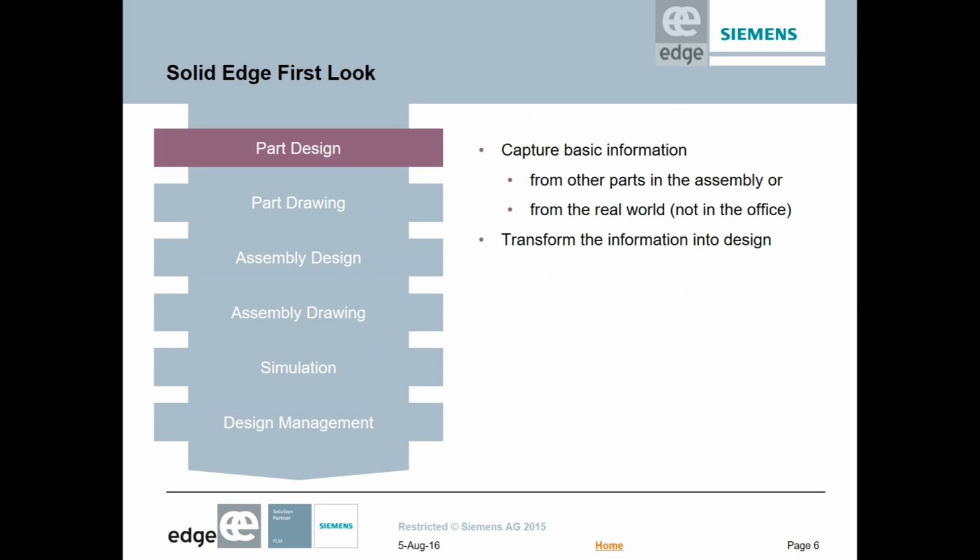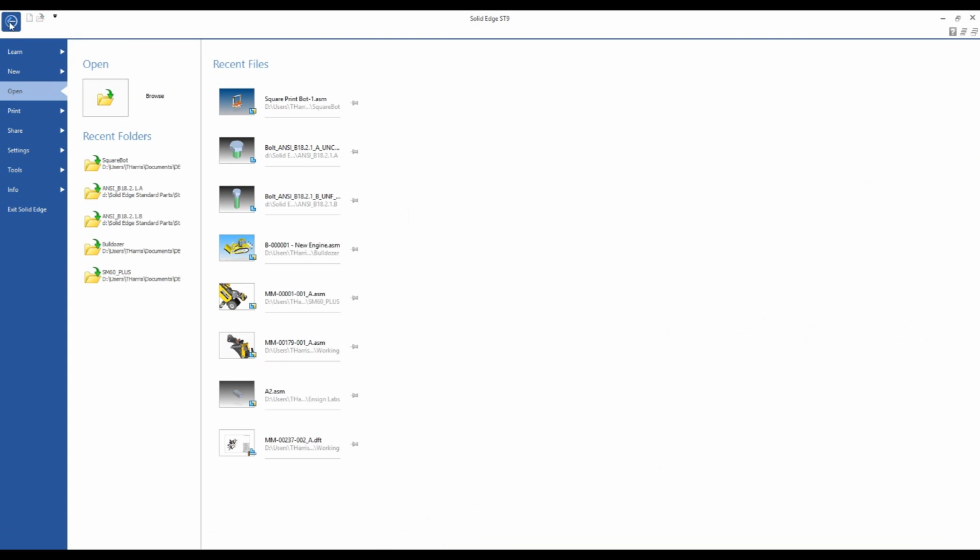Now, we'll start off with part design. Obviously, you need to capture some basic information. This can traditionally be from other parts in an assembly or from the real world, i.e. not in the office. And then you need to transform that information into an actual design. Solid Edge provides you with a number of tools to do this. So we'll just open up Solid Edge.